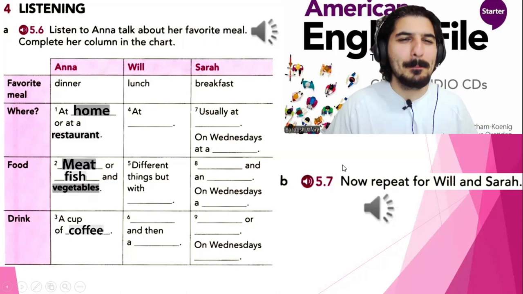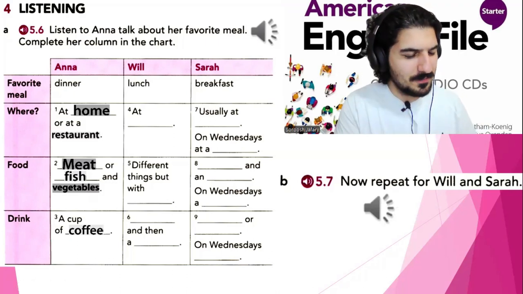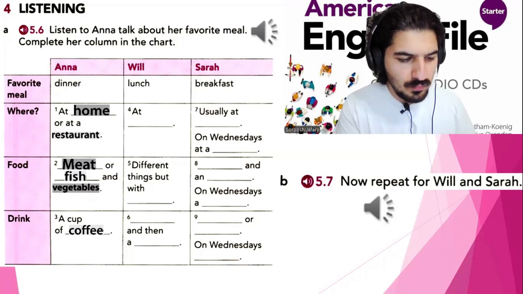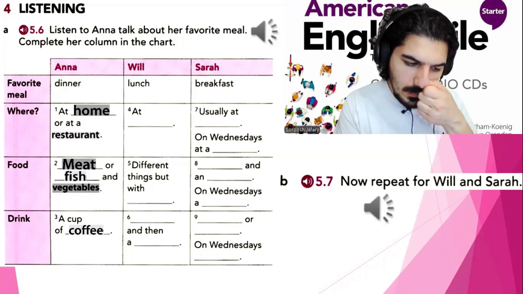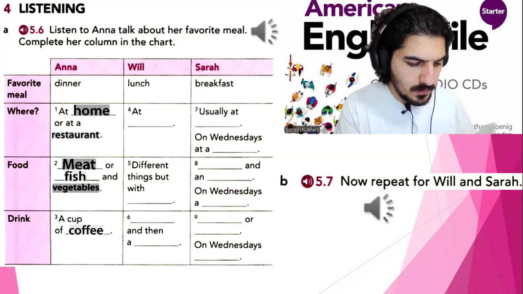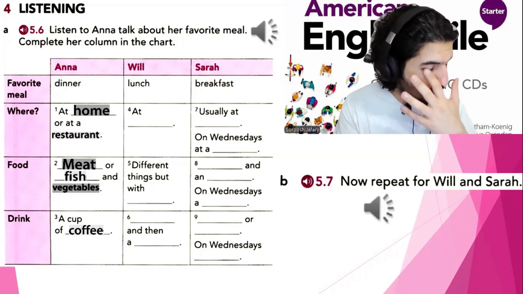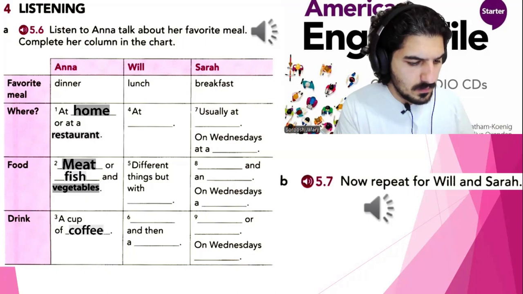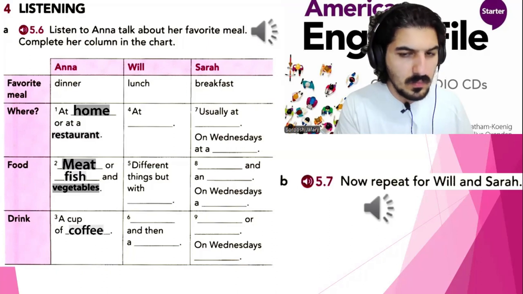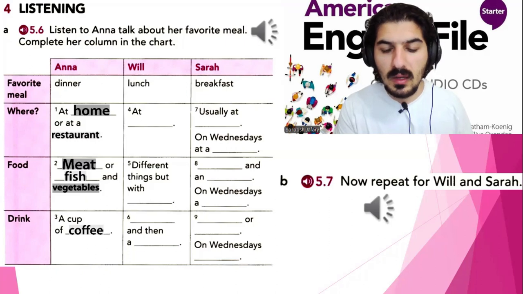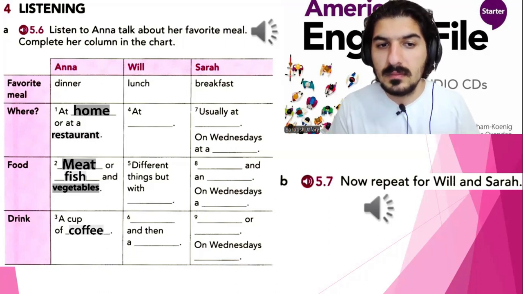Will. My favorite meal of the day is lunch. I'm always hungry then. I have lunch at work. We have a cafeteria there. I have different things for lunch, but always with French fries. I love French fries. Sometimes a burger and French fries, sometimes fish and French fries. I drink water with my lunch, but after lunch, I have a coffee, an espresso.